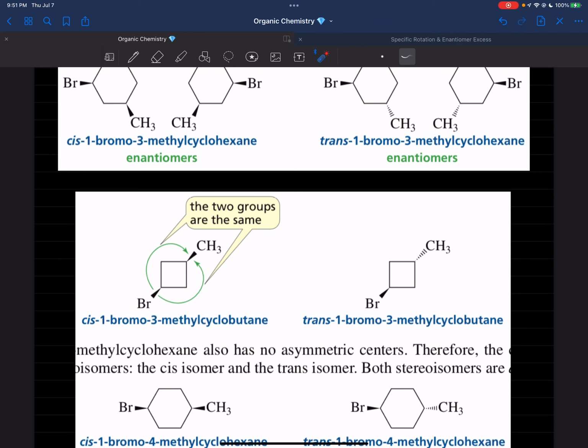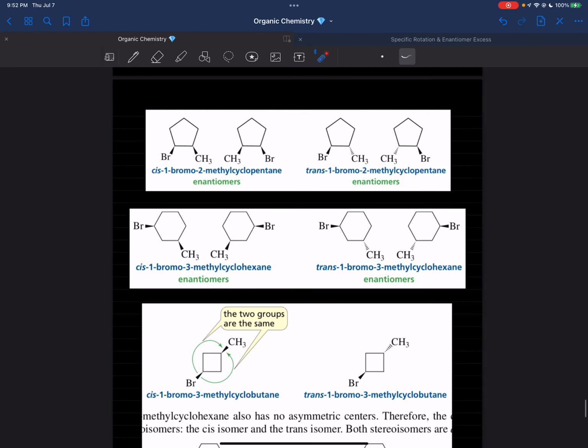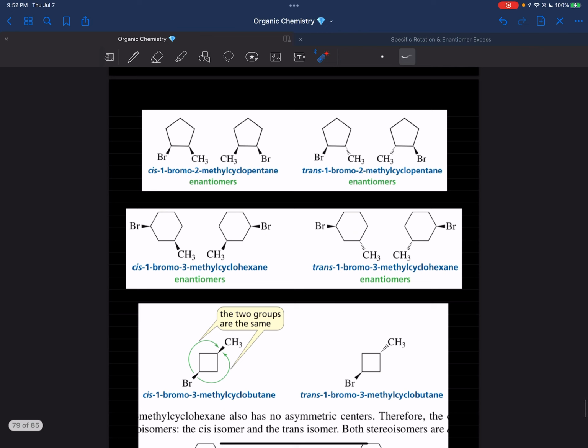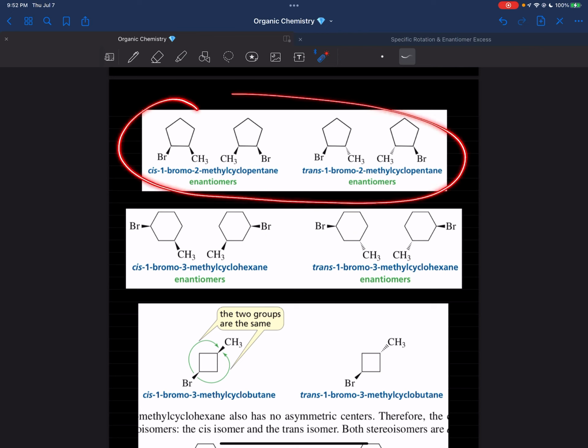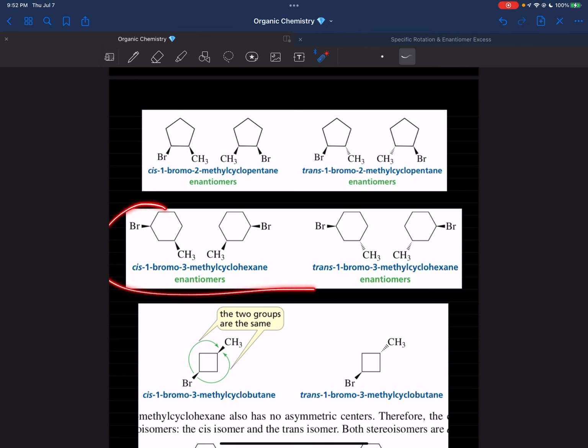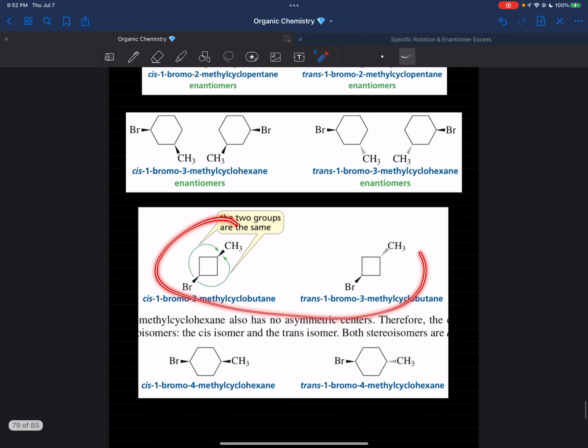However, there's no chirality here, right? You can see that with this set of compounds, we have 4 total configurational isomers, but with this one we only have 2, and you have to ask yourself, well, why? Why is that the case? It all has to do with symmetry, okay?